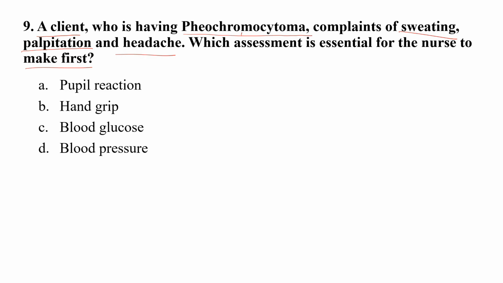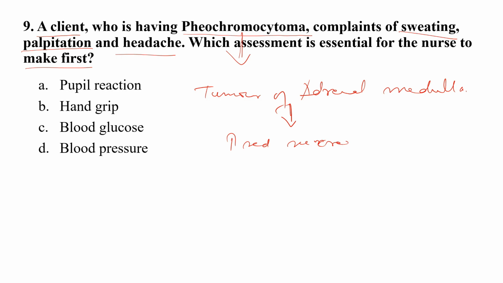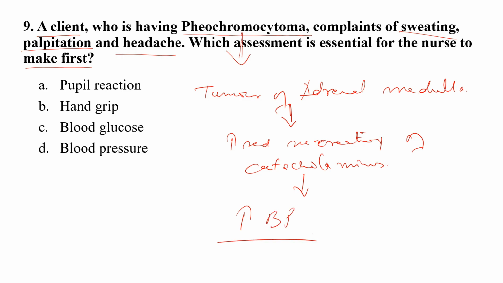So what is this pheochromocytoma? It is a tumor of adrenal medulla, and this tumor leads to the increased secretion of catecholamines, and that leads to elevation of BP or increase in BP. So the correct option here is option D, which is blood pressure.